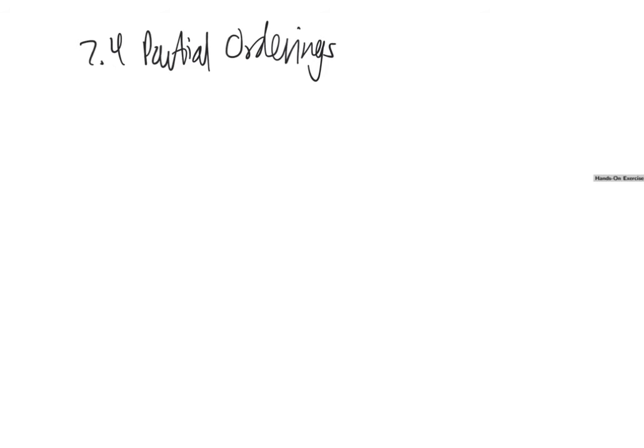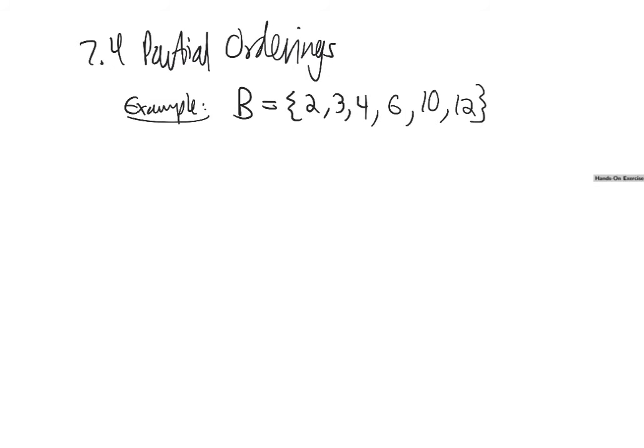Let's do one more example of this type. Let's call this set B. Let's say it consists of 2, 3, 4, 6, 10, 12. When you first make the digraph for this, you might not be sure of exactly how to arrange these numbers, but the general guideline of going from the bottom up is often helpful. So I'm going to put 2 here, 3 here, 4 here, 6 here, maybe I'll put 10 here and 12 up here.